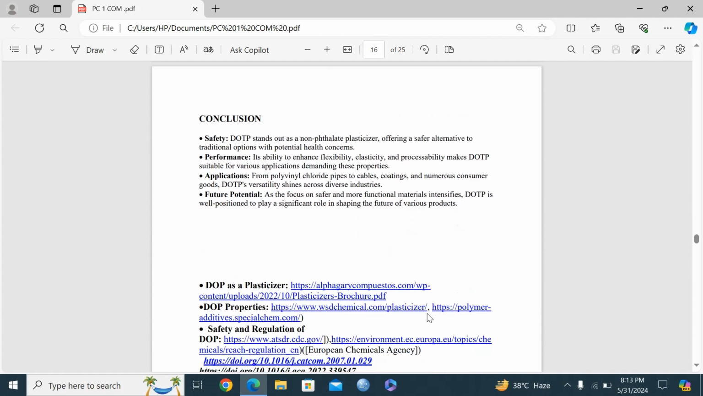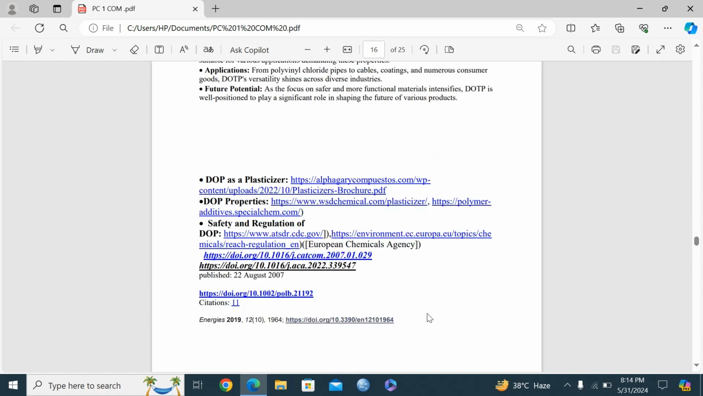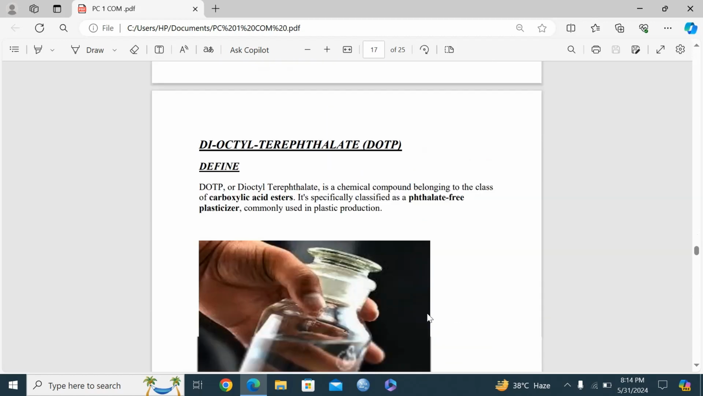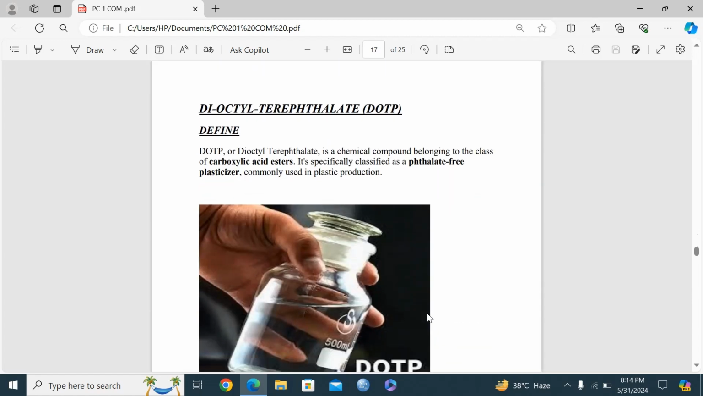Conclusion. DOP stands out as a non-phthalate plasticizer, offering a safer alternative to traditional options with pollution and health concerns. Applications from polyvinyl chloride pipes to cable coating and numerous consumer goods. Further future potential. As the focus shifts to safer and more functional materials, DOP is well positioned to play a significant role in shaping the future of various products. Dioctyl terephthalate (DOTP) defined.